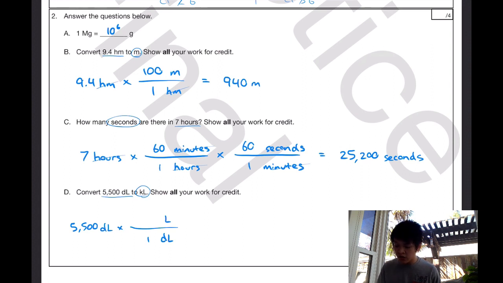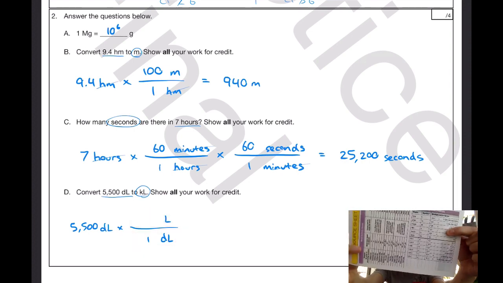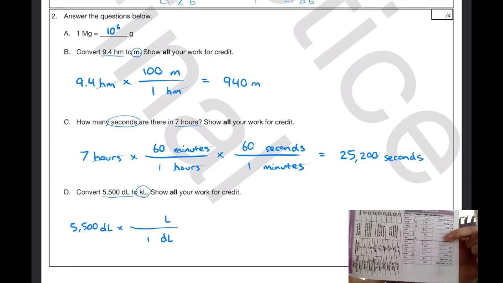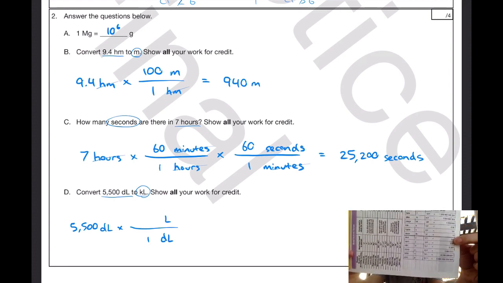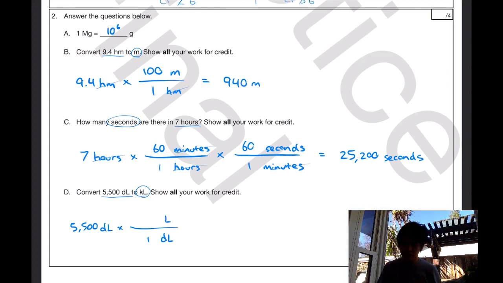How many liters are there in 1 deciliter? Look at this resource. Find deci. And in front of deci, for 1 deciliter, there is 0.1 liters. For every 1 deciliter, there is 0.1 liters. The unit that cancels out here is deciliters and deciliters. We are left with liters, but we still want to convert to kiloliters. So we keep going. Times, draw a line.